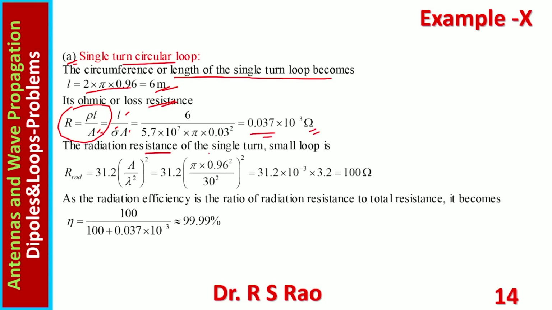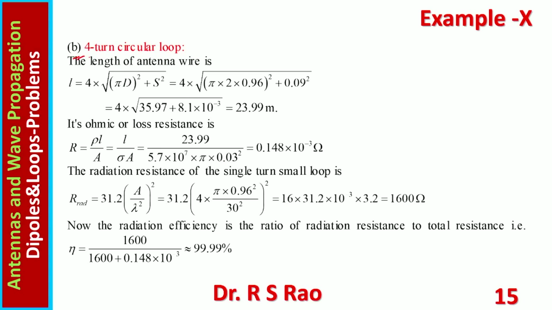The radiation resistance of a single turn small loop is, this is the standard formula for radiation resistance. Area is available, lambda is available. Substitution gives us radiation resistance equal to 100 ohms. Radiation efficiency is a ratio of radiation resistance to total resistance, being radiation resistance plus loss resistance. Efficiency becomes 100 by 100 plus 0.037 into 10 power minus 3. Roughly, it is 100%.